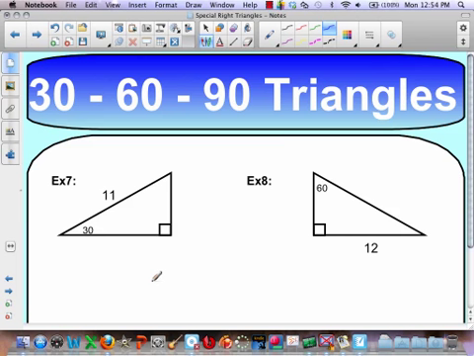Okay, so look at number 7. What are we given on number 7? We're given a hypotenuse. But before I can find anything else, remember, everything is back to the short side. So whenever you're given, you always have to get back to the short side. So how do I go from my hypotenuse to my short side? Divided by 2. So I just keep it as a fraction. 11 over 2.